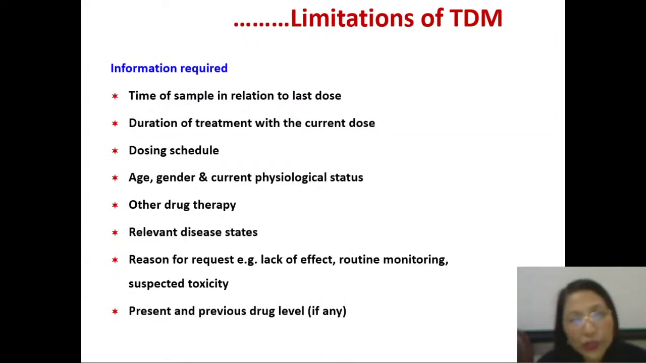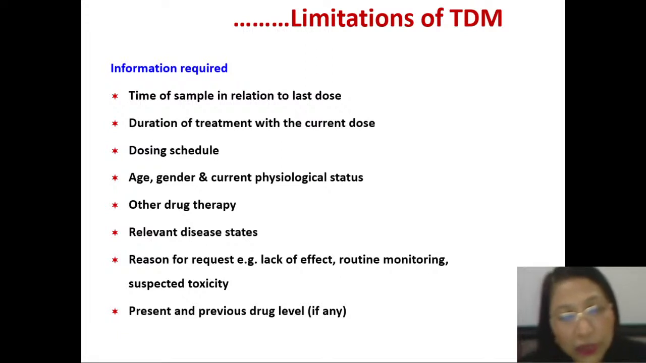Even if you have a therapeutic range, it may differ as per the population. So this is some of the information that is required when doing a TDM: the time of sample in relation to the last dose, duration of the treatment with the current dose, the dosing schedule of the patient, the age, gender, and current physiological status of the patient, other drug therapy, the relevant disease state, and the reason for request, like whether it is a lack of effect, routine monitoring, or suspected toxicity, and present or previous drug level, if any. If the patient has undergone therapeutic drug monitoring before, then that previous level should also be indicated in the form.